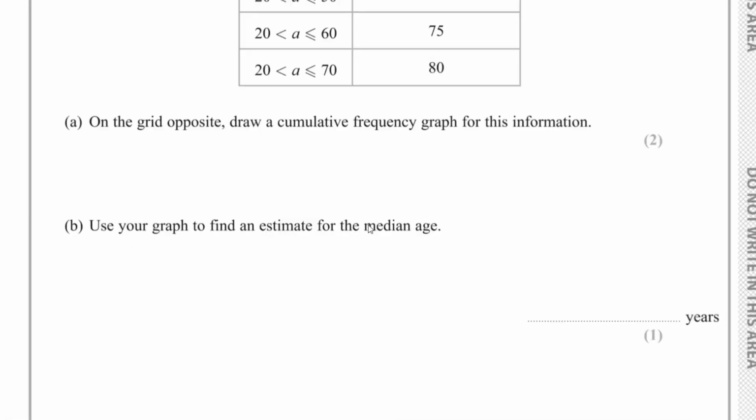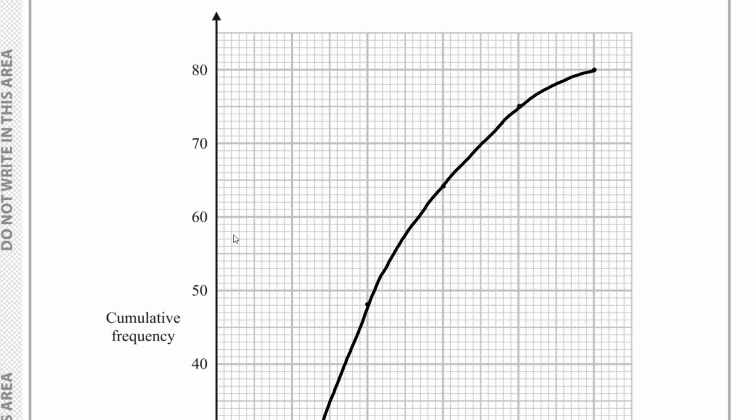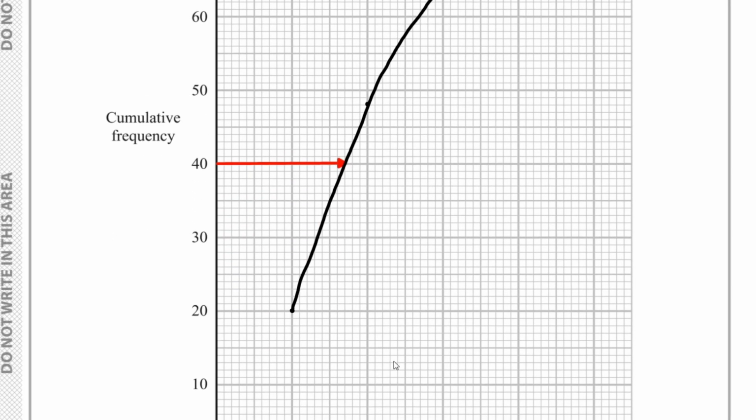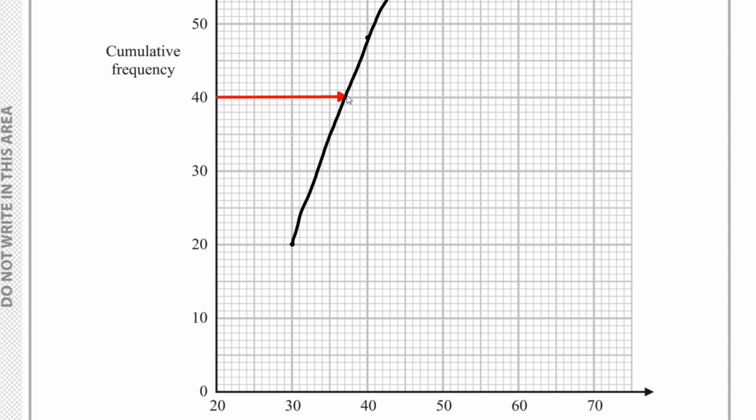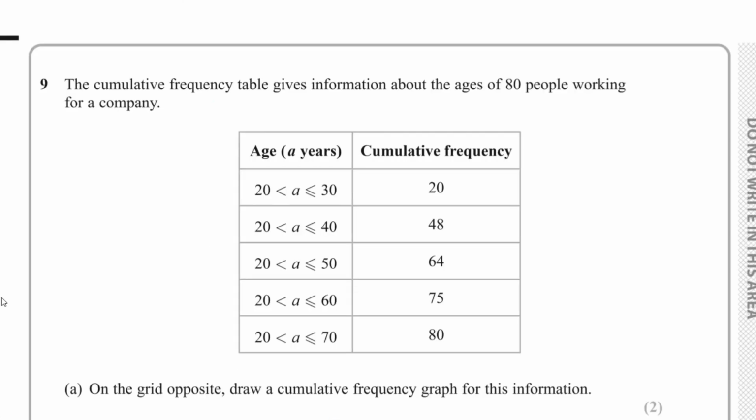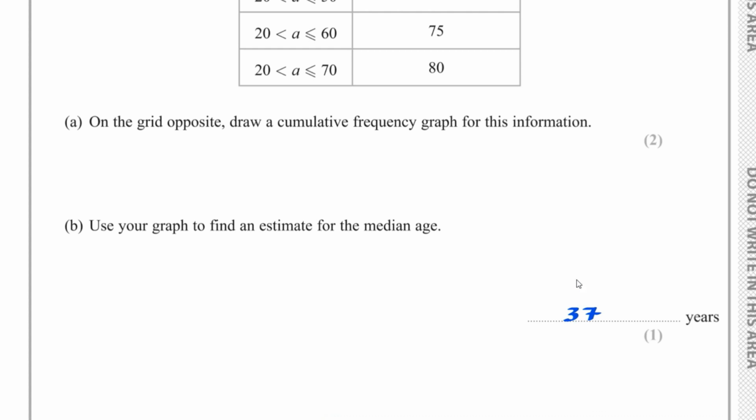We now have to use our graph to find an estimate for the median age. Half of the 80 is 40, so if I draw a line from 40, like so, and then draw a line down from this point, you can see we end up with a value of 37 for the median. So we have 37.